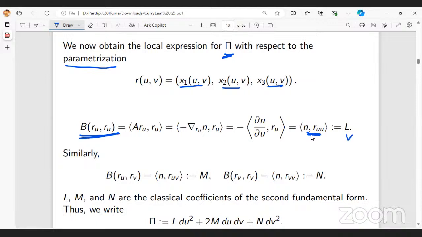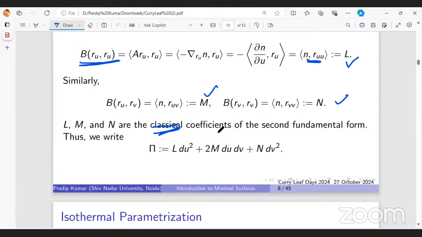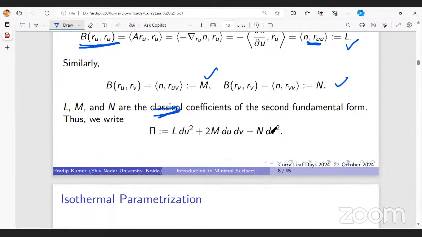And then this we call, in the classical differential geometry, classical notation, this we call L, and this is N, this is your M. And with this L, M, N, you get the classical notation of writing the second fundamental form. This is the classical notation.